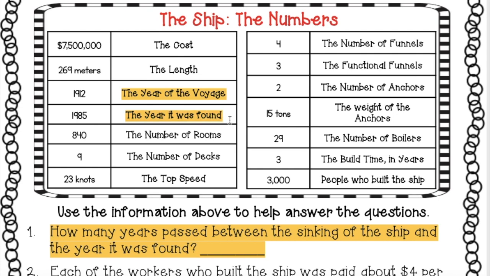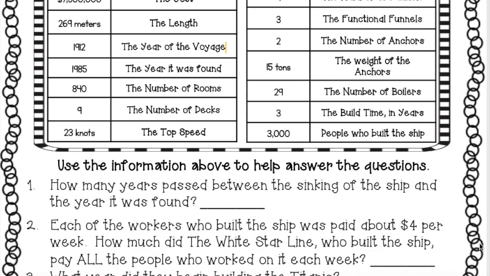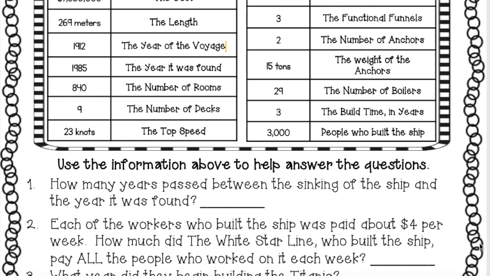So they're asking us how many years passed in between the year of the voyage and the year it was found. So what we're going to do to set up this problem is it's going to be a subtraction problem. We are going to take 1985 minus 1912 to get our answer for number 1. You can use a calculator through this, or you can try to use a pencil and paper and figure it out on your own. But that is how we're going to set up number 1. It is a subtraction problem.